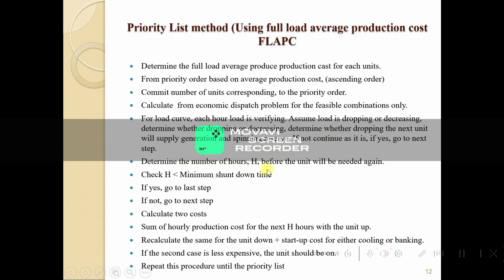Determine the number of hours to check the minimum shutdown time. If satisfied, go to the last step. If not satisfied, go to the next step. Calculate the two costs, that means minimum cost and maximum cost. Sum the hourly production cost for the next hours. Recalculate the same for the unit down plus startup cost for either cooling or banking. If the second case is less expensive, the process is repeated until the priority list is exhausted.